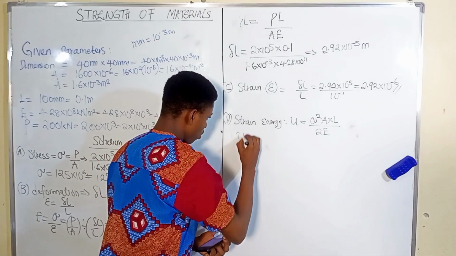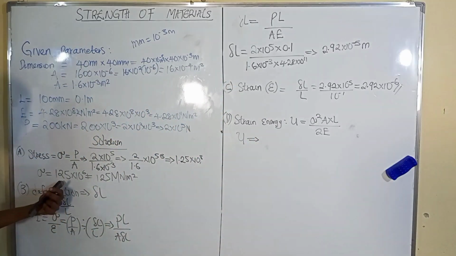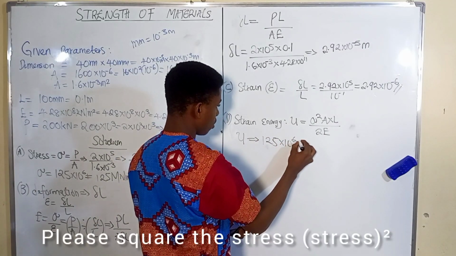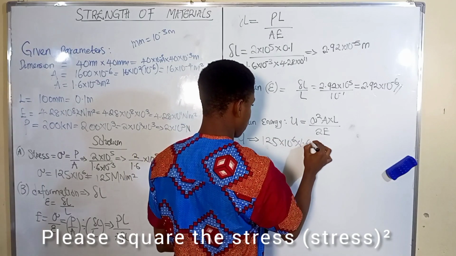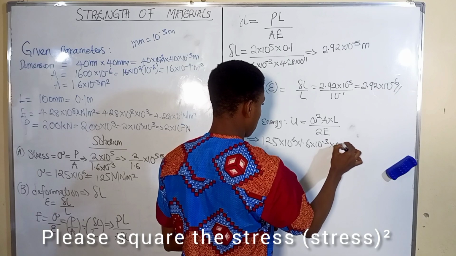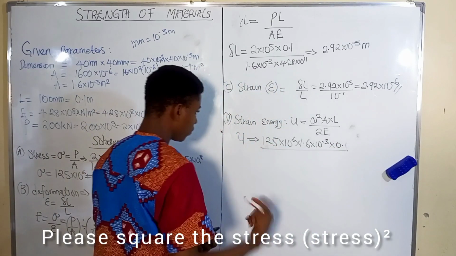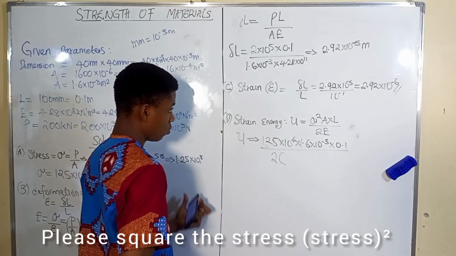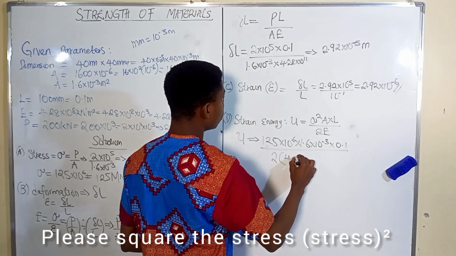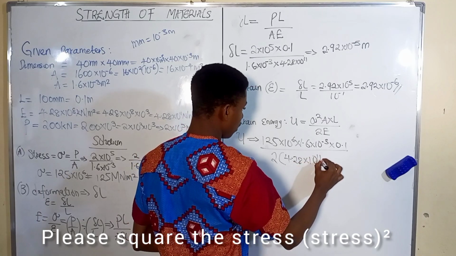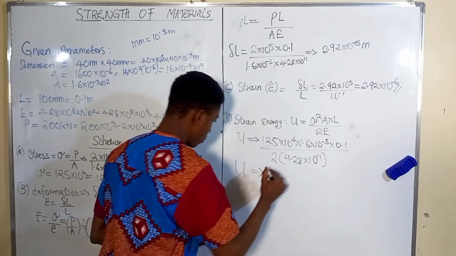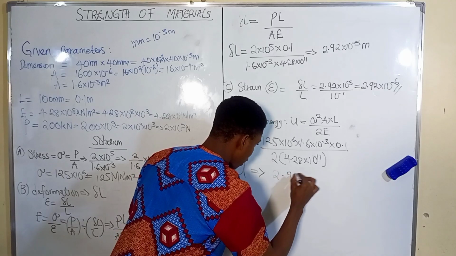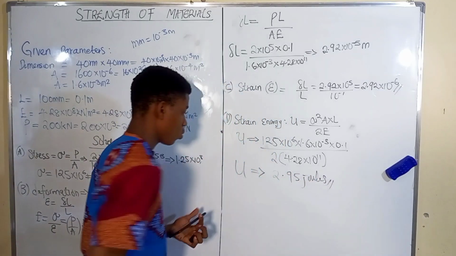So we're going to substitute our values. First of all, we had our stress to be 125 times 10 raised to the power 6. We had our area to be 1.6 times 10 raised to the power negative 3. We had our length to be 0.1. All over 2 times 4.28 times 10 raised to the power 11. So now our strain energy is gotten and is given by this symbol, 2.95 joules. So this is our strain energy.